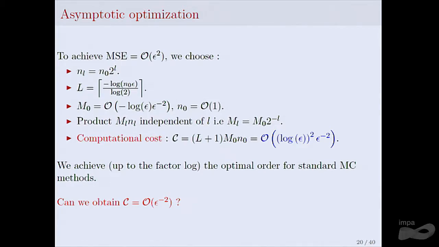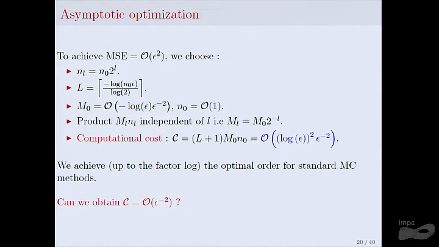What happens here is that, choosing M0 of the following order, and L being fixed by the NL here, you get a computational cost of log epsilon squared over epsilon squared. That's actually better than the nested Monte Carlo estimator. So we're really close to the best thing we can get.